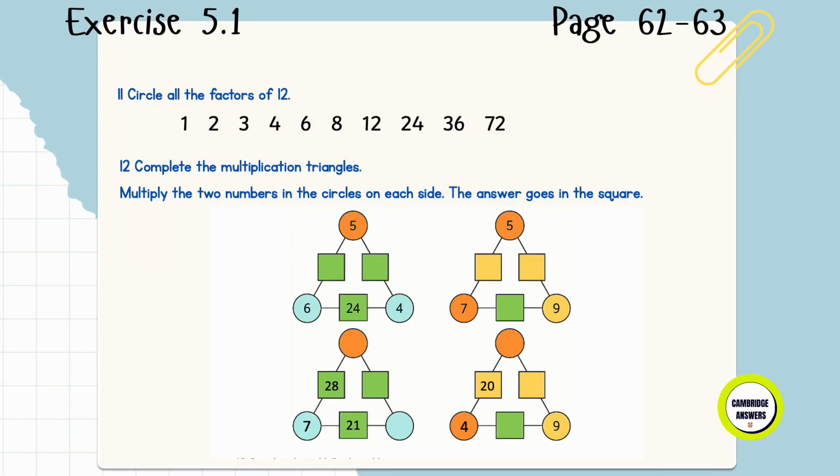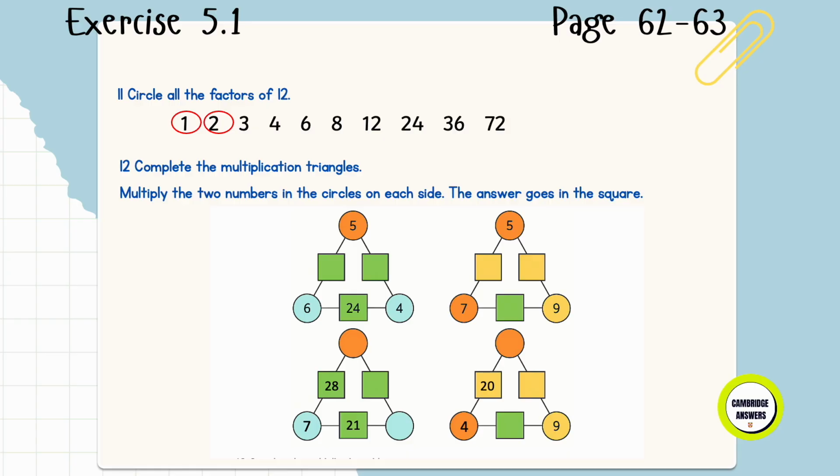All right, time to find all the factors of 12. Remember, a factor is a number that divides evenly into 12. No remainders at all. Let's start from the smallest. 1, always a factor. Circle it. 2. 12 divided by 2 is 6. So yes, 2 is a factor.